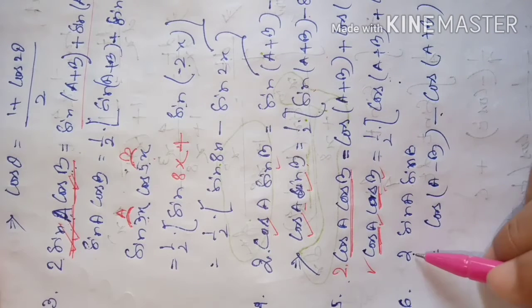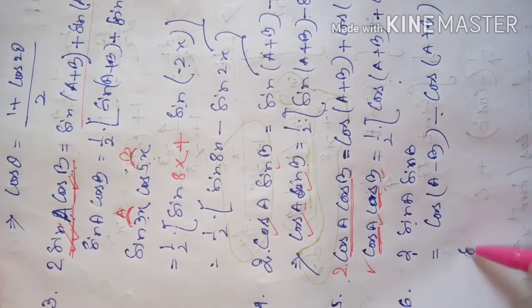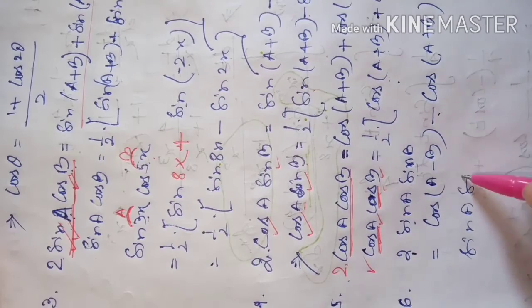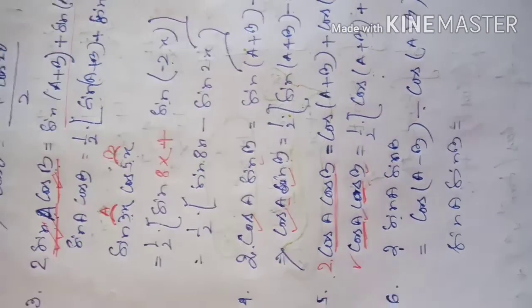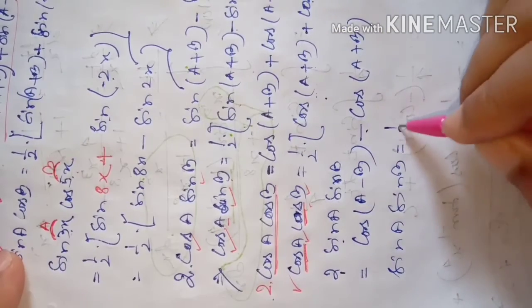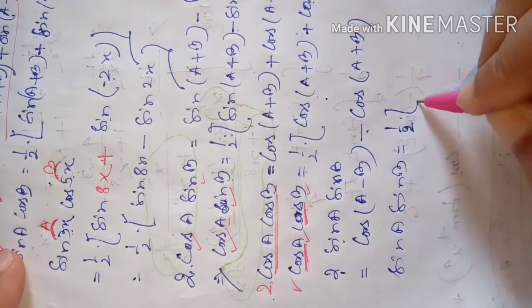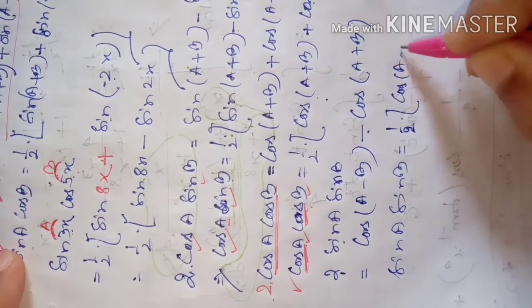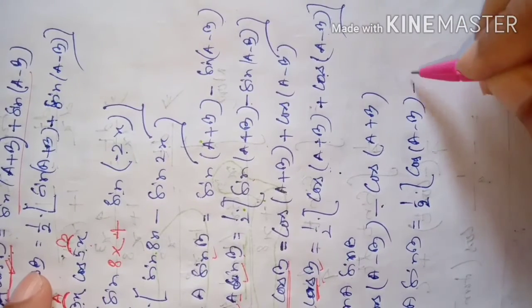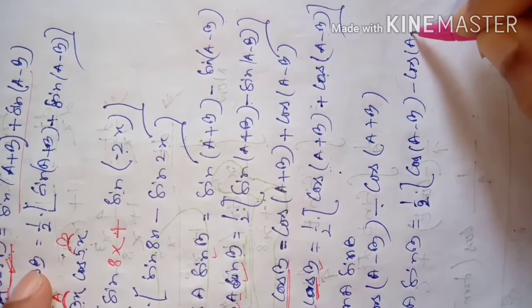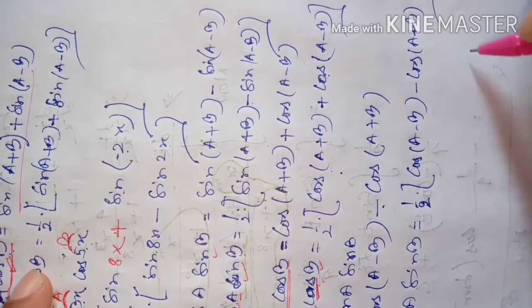So from here, suppose you want to separate the two, then only sin A sin B. So sin A sin B is equal to half times cos A minus B minus cos A plus B. Okay, dear students, A plus B, this is the one.